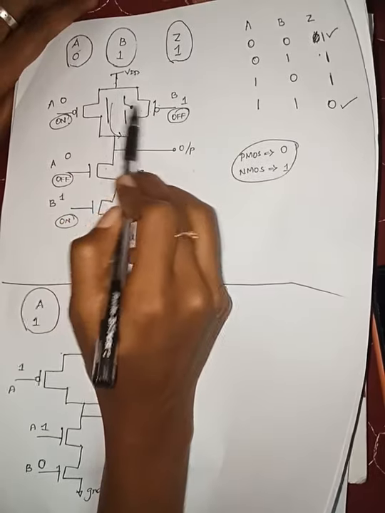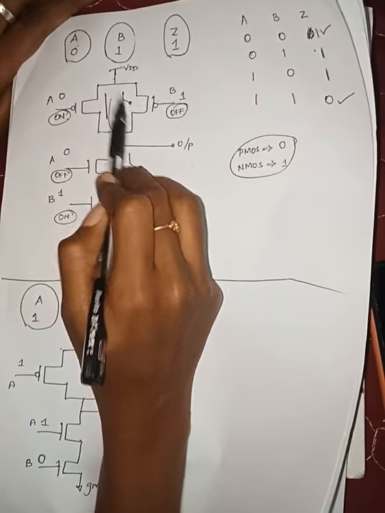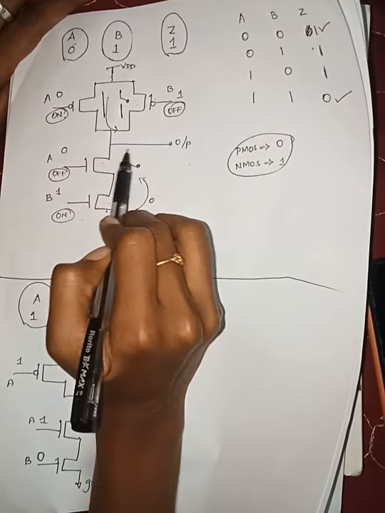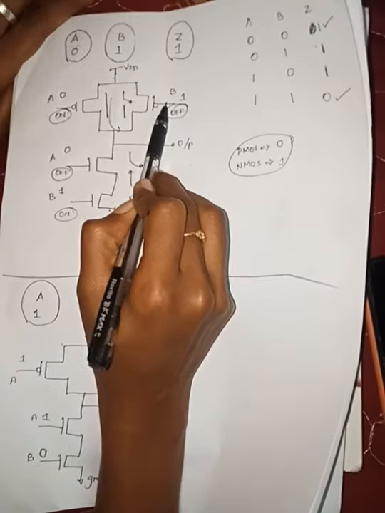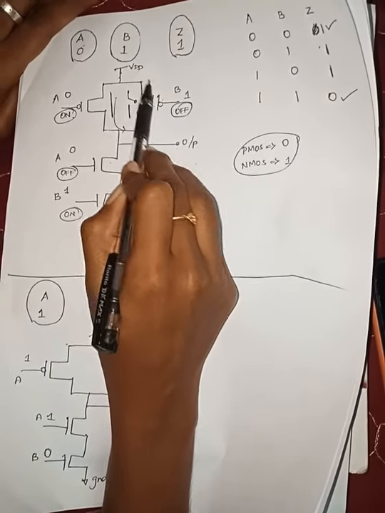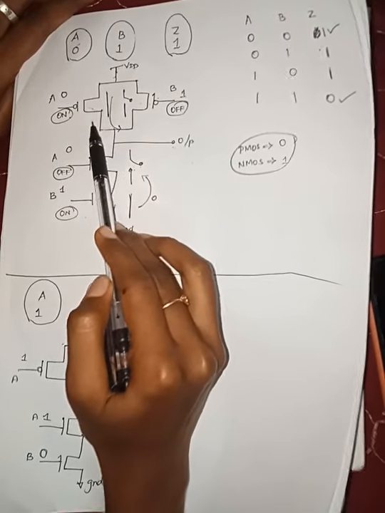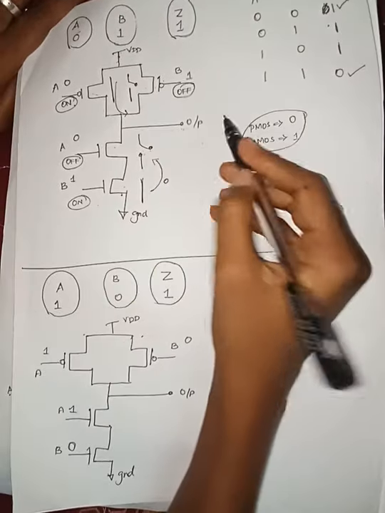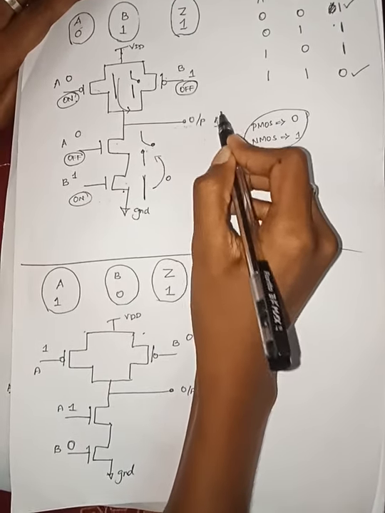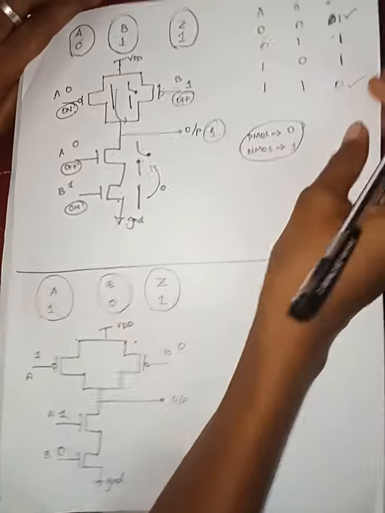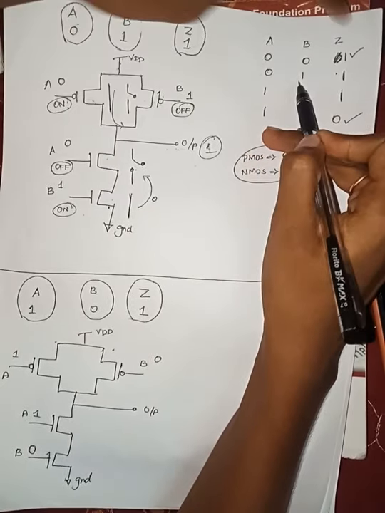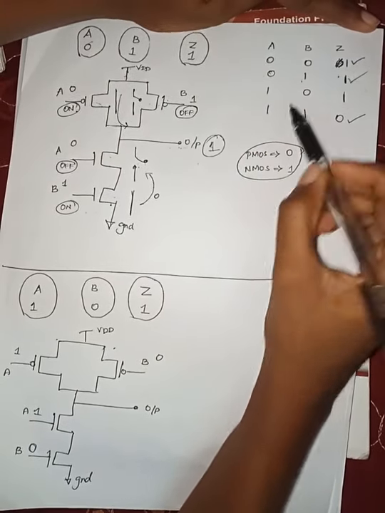The difference is that the pull-down network is in series connection and the pull-up network is in parallel connection. So there is no link between A and B. This VDD will directly pass to the output. The B transistor is open circuited, so it will not pass this 1 to the output. As the A transistor is on, it will pass 1 to the output. So the final output we will get is 1. So for the 0 1 combination we got output as 1.